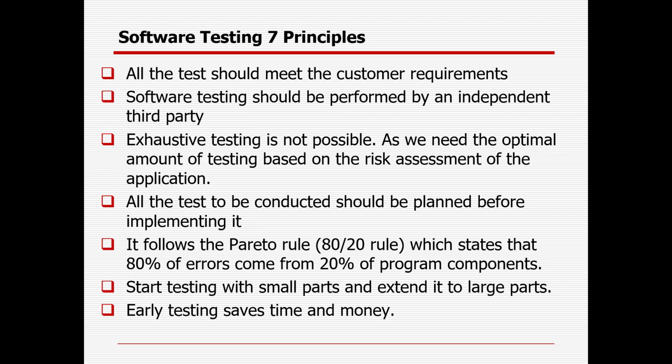There are 7 key software testing principles that everyone, as a software tester, automation or functional tester, needs to follow. So all the tests should meet the customer requirement, because your customer requirement is your Bible. You cannot deviate from that. You can start analyzing your requirement from the requirement phase itself. And in case you are experienced enough, you are already a subject matter expert, and if you find any fallacy in the requirement, you can raise it and fix it at the earliest stage. But you should follow the customer requirement properly. You cannot deviate from that.